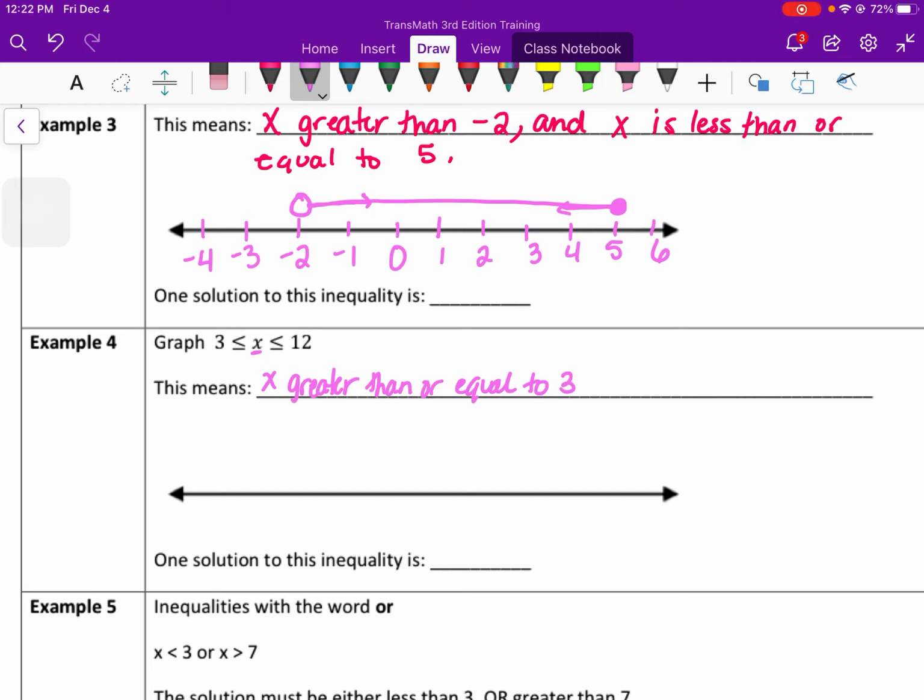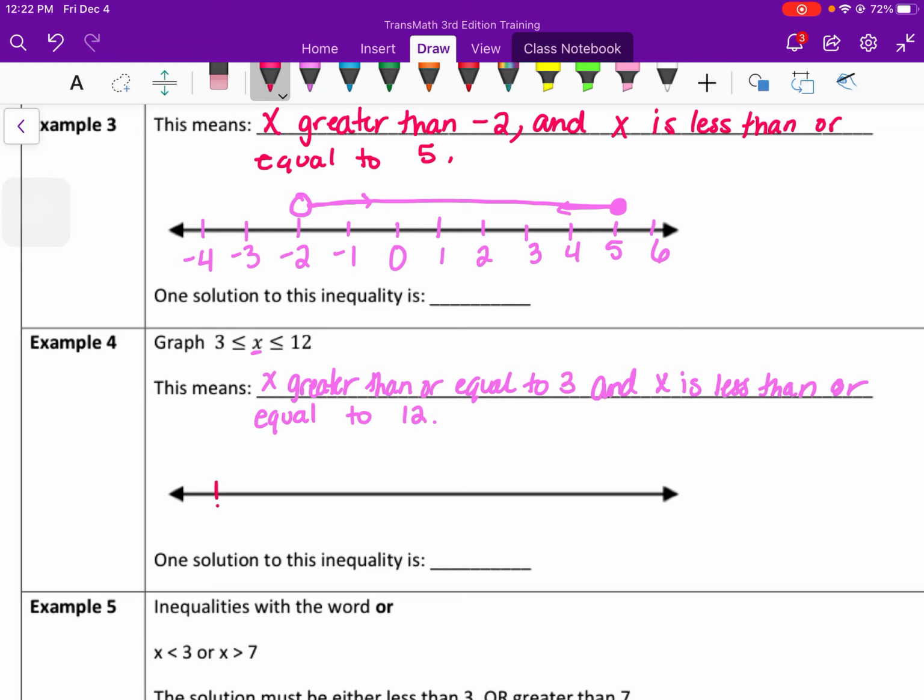So from the inside out, we're pointing at the 3, so the 3 is the smaller one. X is greater than or equal to 3. And on the right, x is less than or equal to 12.